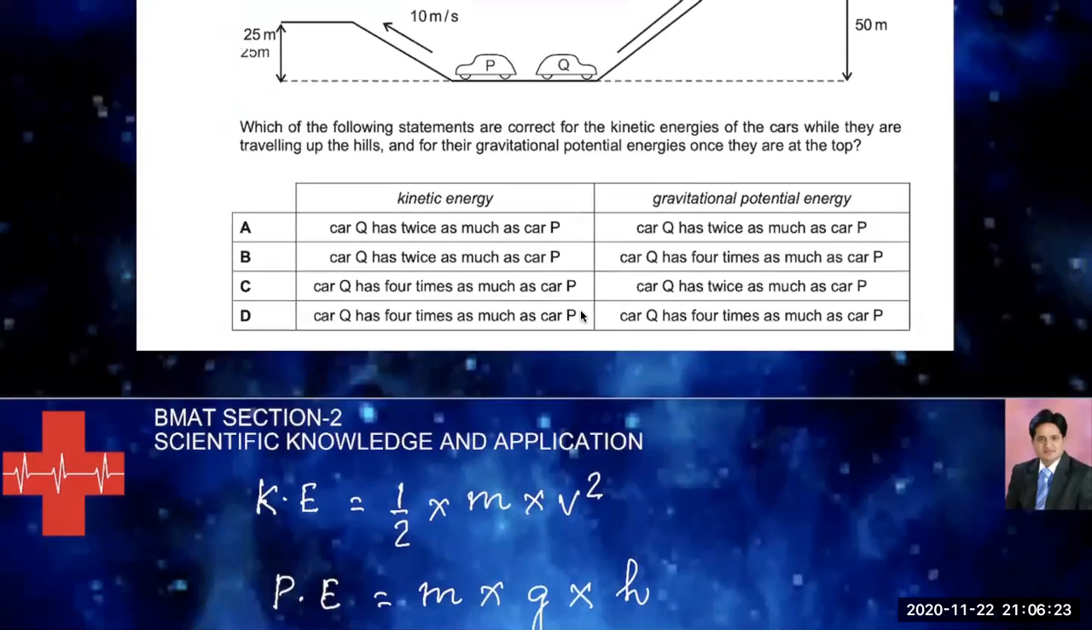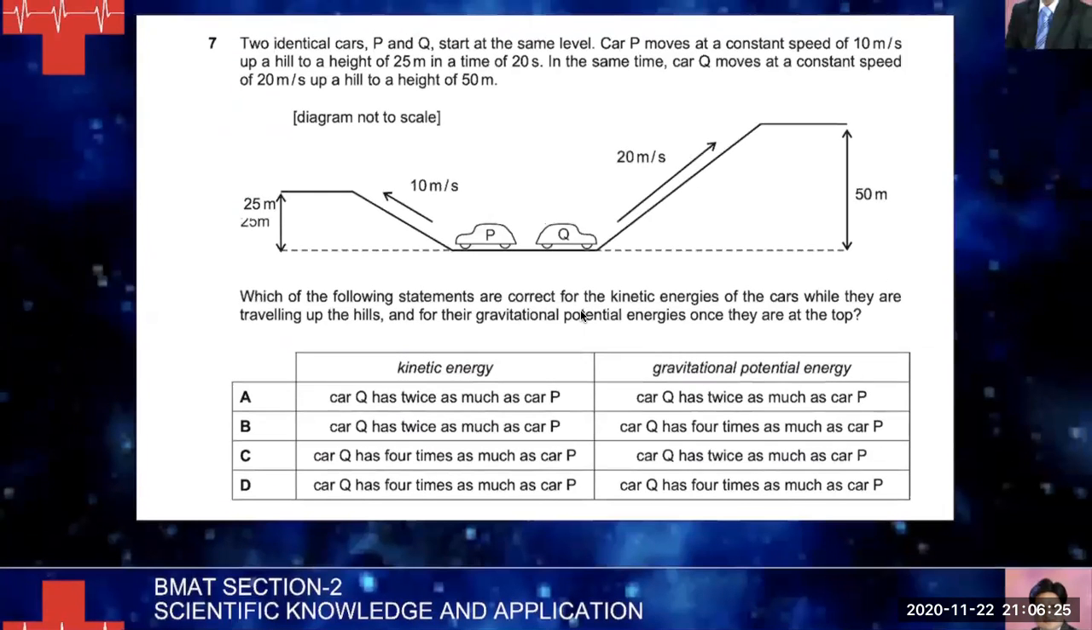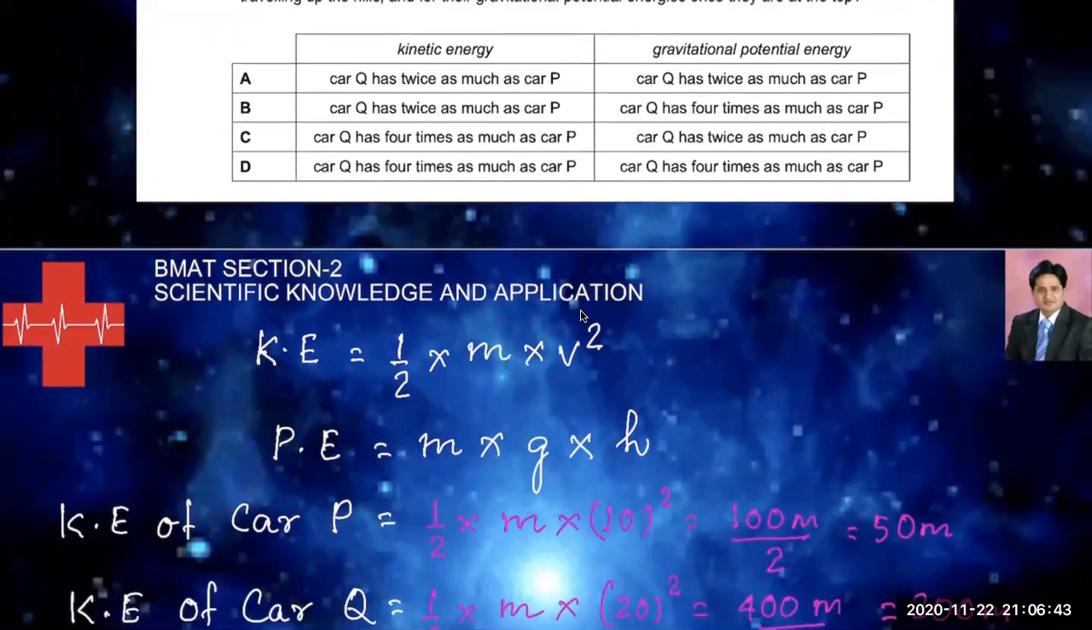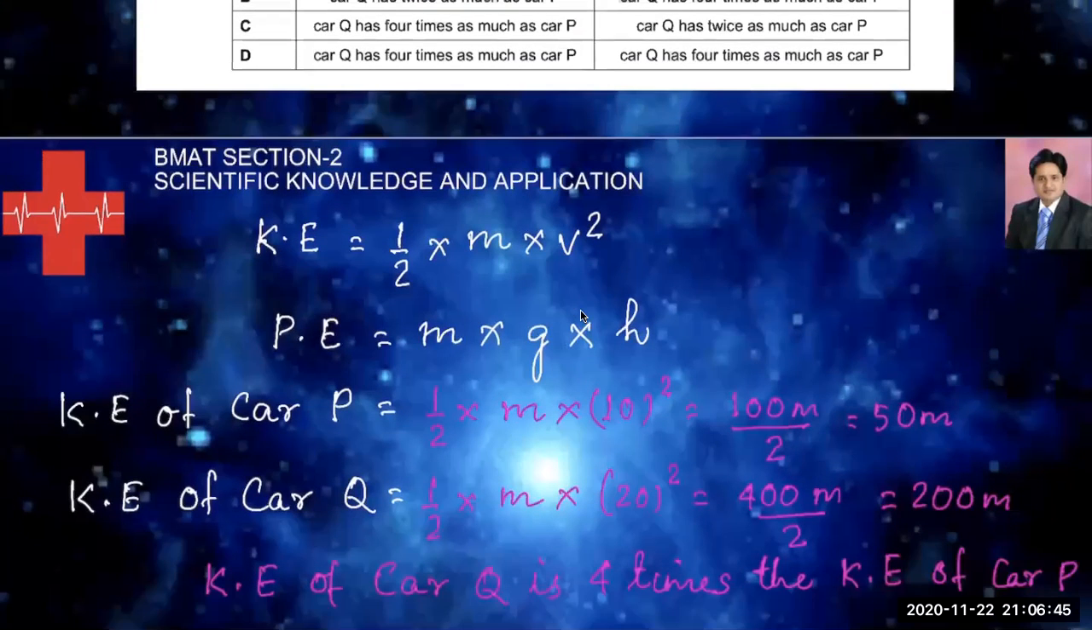Now you know that both are identical cars. So let's take the mass of car P as m and the mass of car Q as m, because both are identical, so both the masses are same. However, the velocity of car P is 10 and the velocity of car Q is 20. So let's plug in the values in our formula. So the velocity of car P is 10.